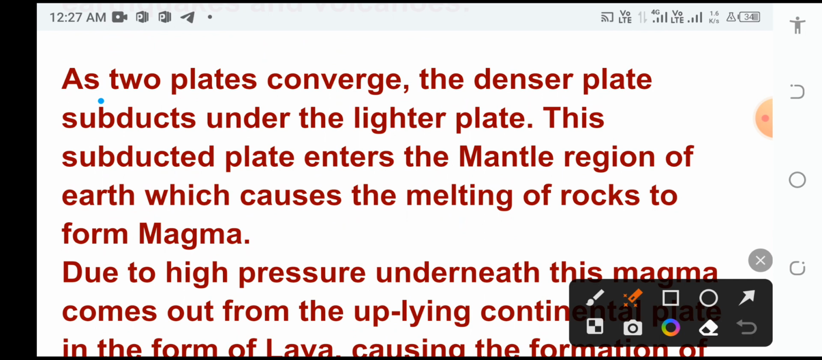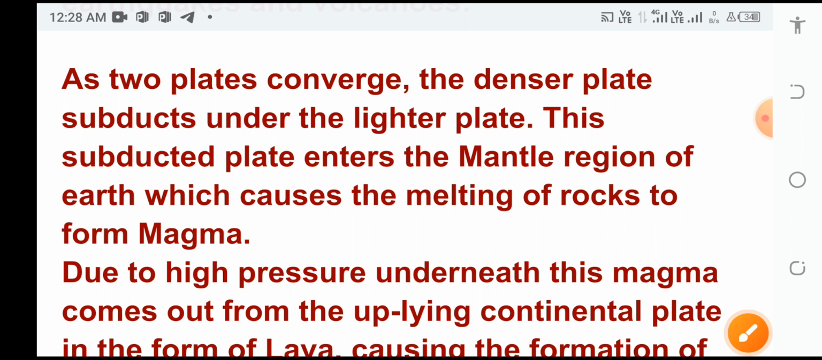As two plates converge, the denser plate is subducted under the lighter plate. This subducted plate enters the mantle region of the earth, which causes the melting of the rocks to form magma.